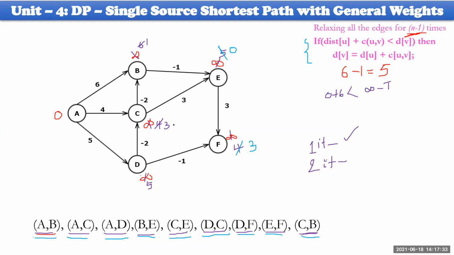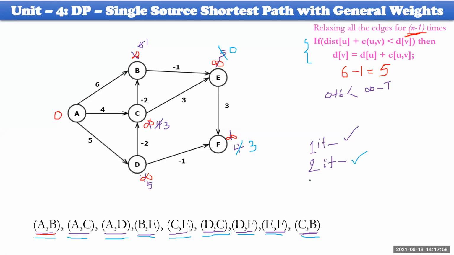CB is the same. Distance of C is 3, and the cost of C to B is -2. 3 minus 2 is 1. 1 is less than 1, so it is not true, it is as it is. So the second iteration also completed. Iteration number 2 also completed. Now let us go ahead with the next iteration.